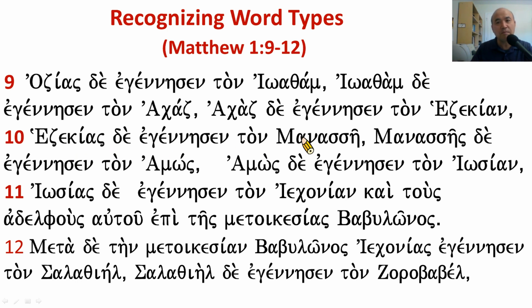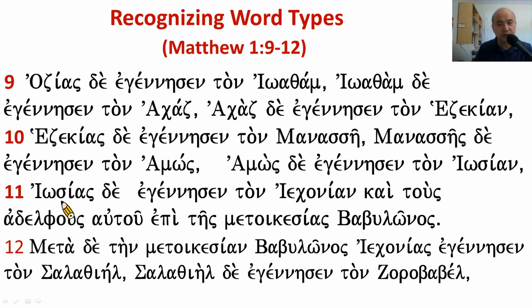Ezekias de egenisen ton Manasi. Here is another, Manasis, a different form. Okay. And Ezekias gave birth to Manasseh. Again, Ezekias de egenisen ton Manasi. Manasis de egenisen ton Amos. And Manasseh, this man, gave birth to Amos. Amos de egenisen ton Josian. Here Josian, and in the next verse, Josias. One more time, verse 10: Ezekias de egenisen ton Manasi. Manasis de egenisen ton Amos. Amos de egenisen ton Josian.